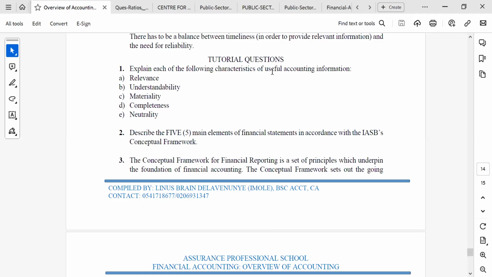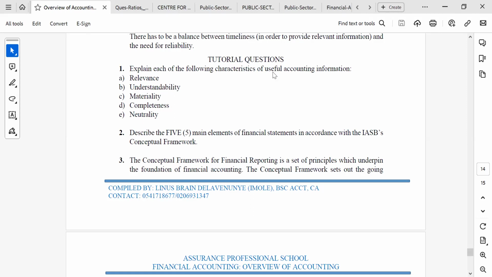Describe 5 main elements of financial statements in accordance with the International Accounting Standards Board's conceptual framework. So, 5 elements of financial statements. What are the elements? The elements of financial statements. Please, what are the elements that we have?